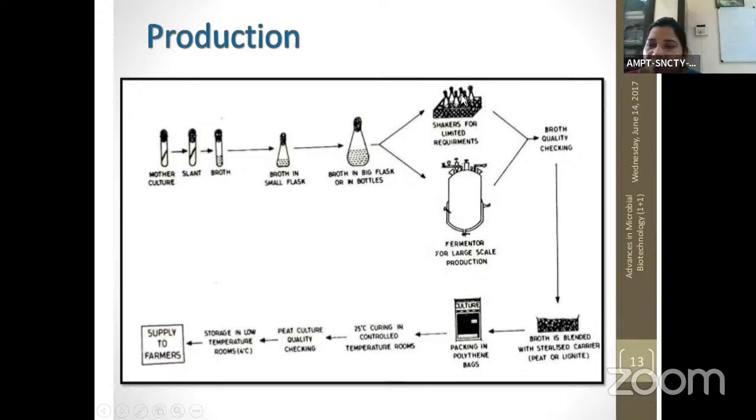When we go for the flask method, we can go at the maximum of 2 liters to 5 liters flask we can use for mass multiplication. Then in fermenter, you can go for the 350 liters, 500 liters or 1000 liters of fermenters. In large scale production, we can use these fermenters for the production. After production of this mother culture in the flask, this flask mother culture can be inoculated into the fermenter. And first, how we are going to mass multiply?